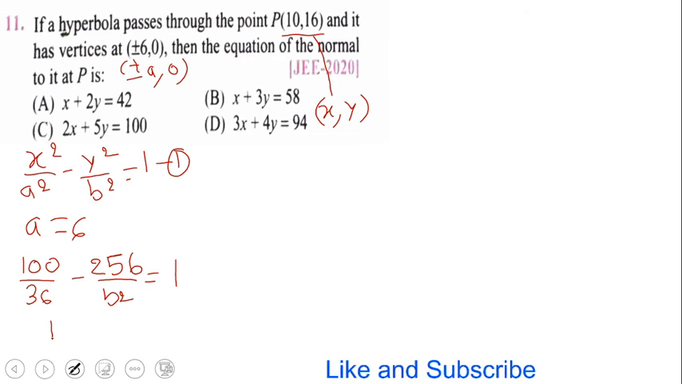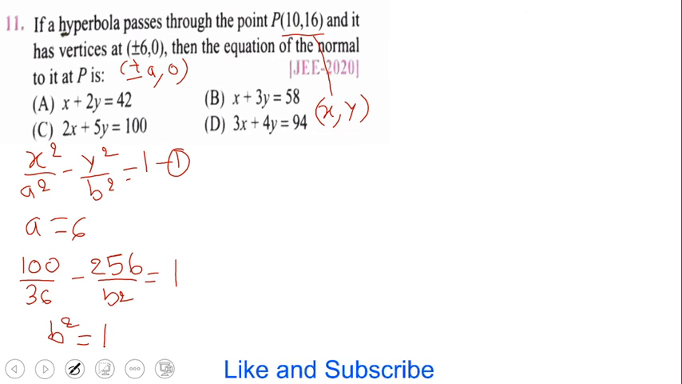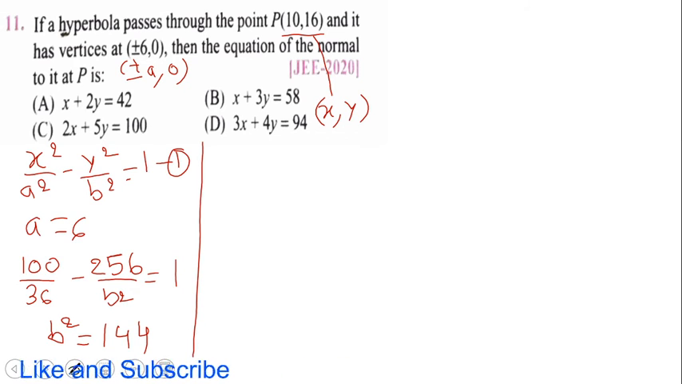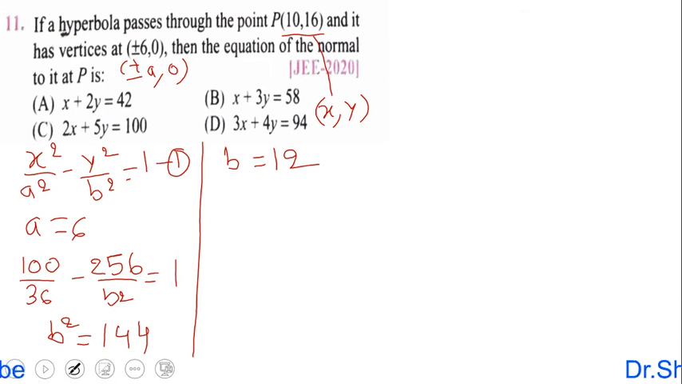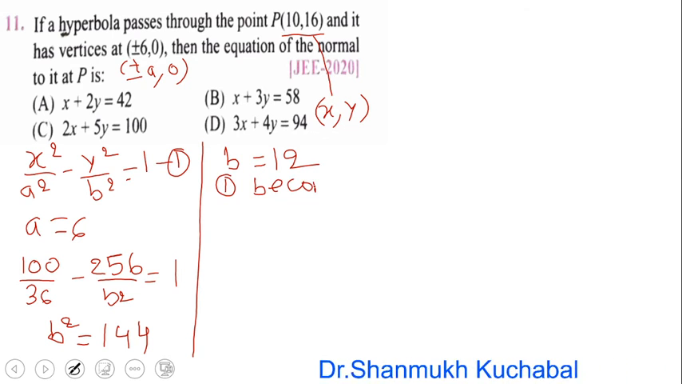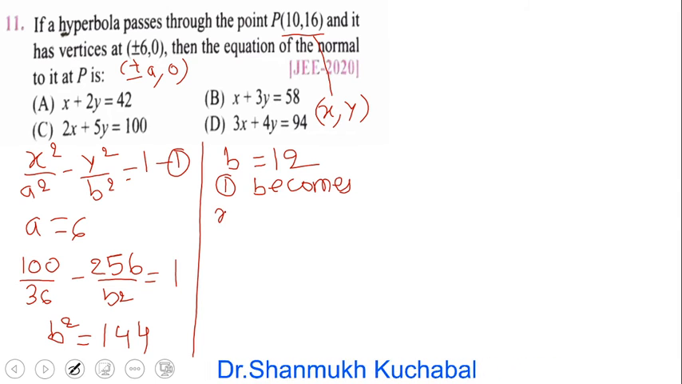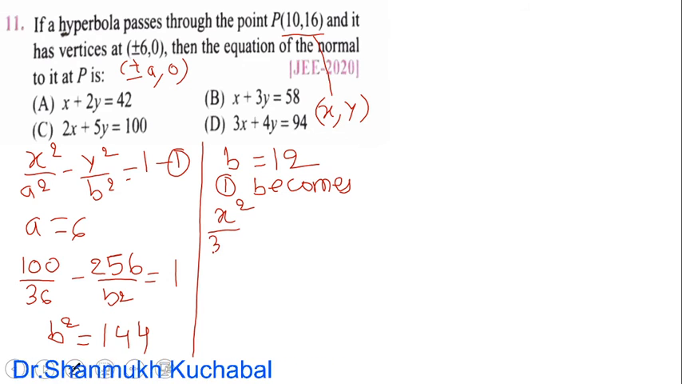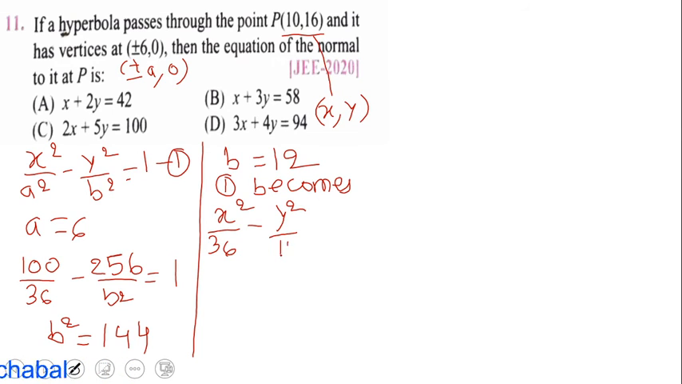We are going to get b square value as 144. So b value we get as 12 here. Further, this value will be substituted in equation 1. So equation 1 becomes x square by 36, then y square by 12 square, which is 144, equal to 1.